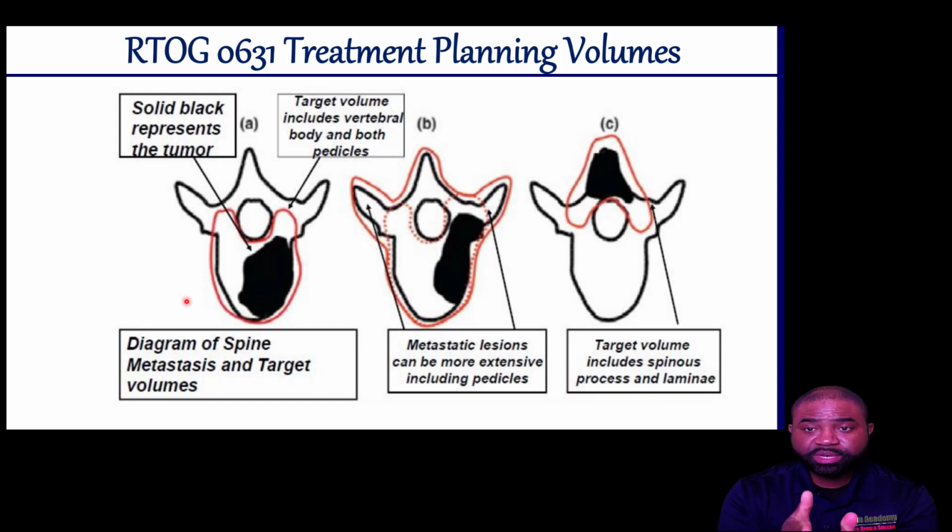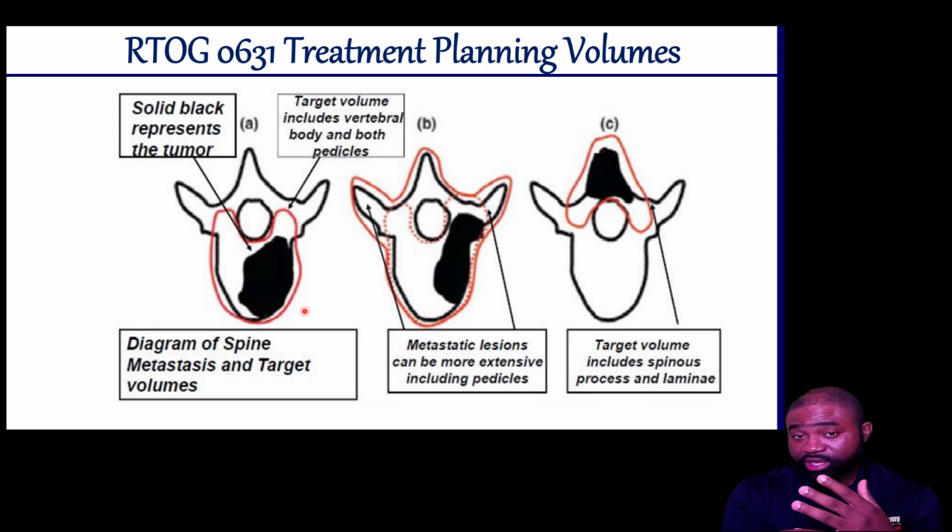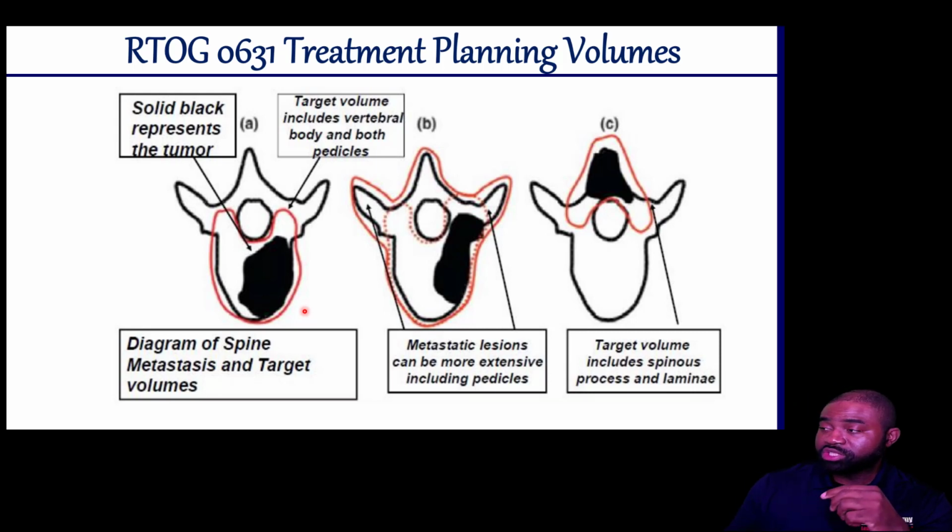Most spine metastases involve the vertebral body. We already discussed that before. If you look at figure A, the solid black represents the tumor, and the red contours represent the target that involves the vertebral bodies as well as both the right and the left pedicles. When the metastasis involves only the posterior element, the target volume includes the spinous process as well as the lamina, as you can clearly see in C.